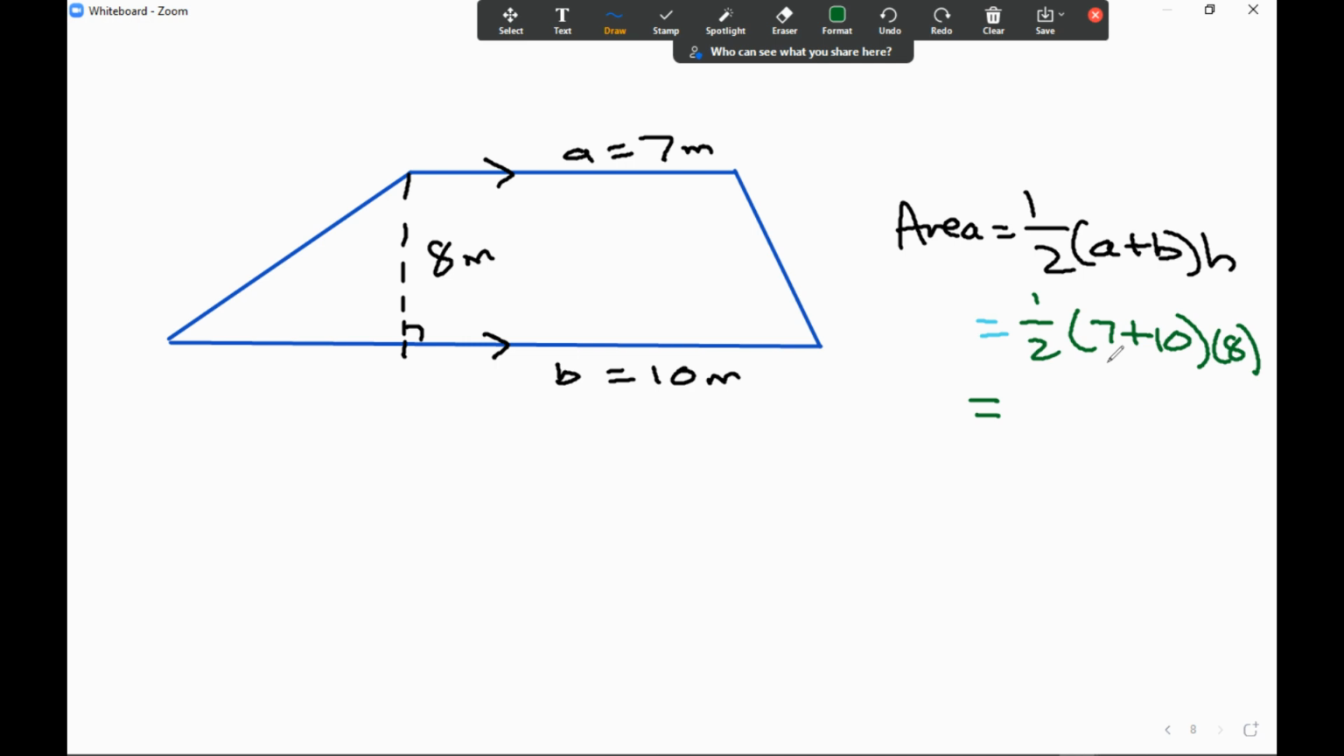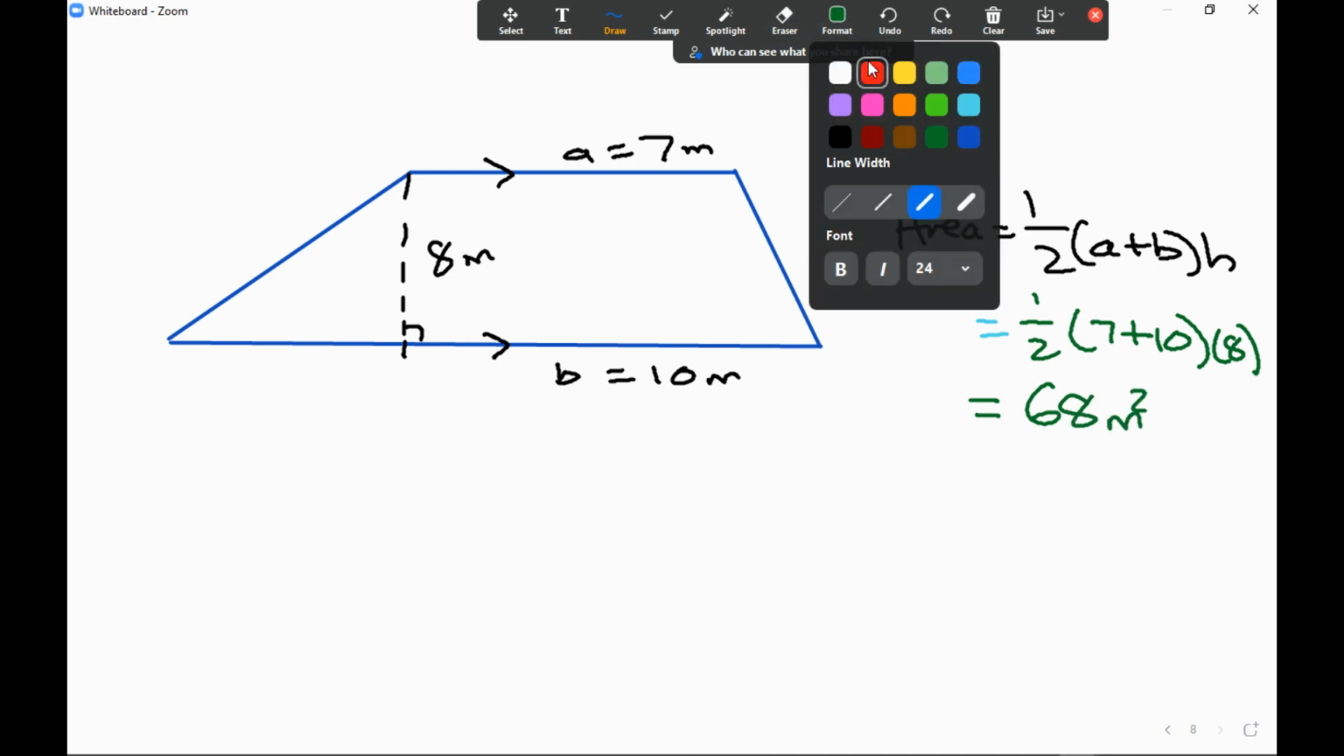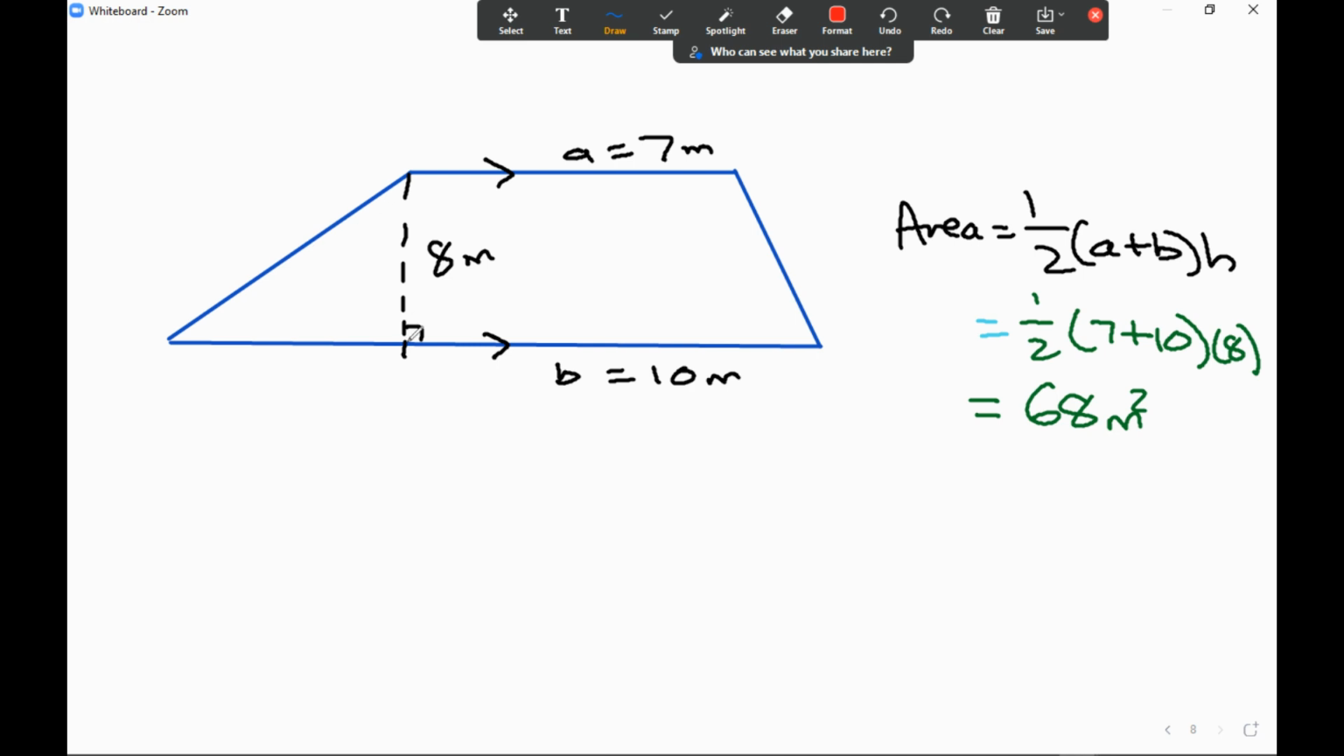Type half, 0.5, you can use times 17 times 8. 68. And don't forget your units, meters squared. If they ask me for the perimeter for this here, okay, so this length over here, can you see this would be 3 meters over here?